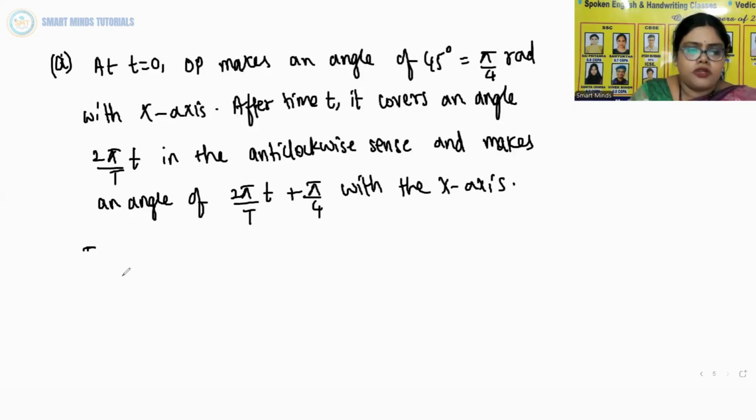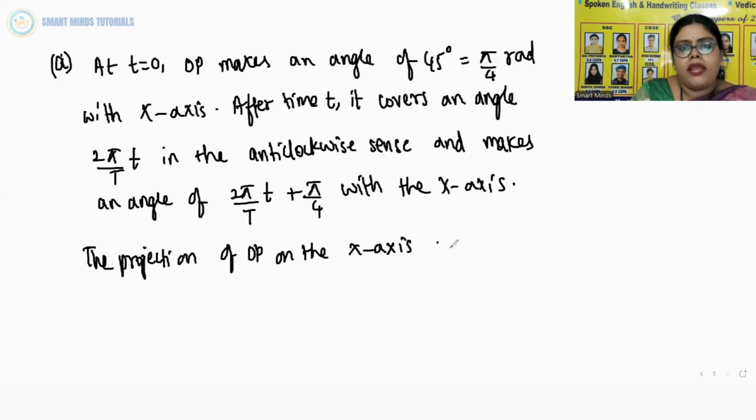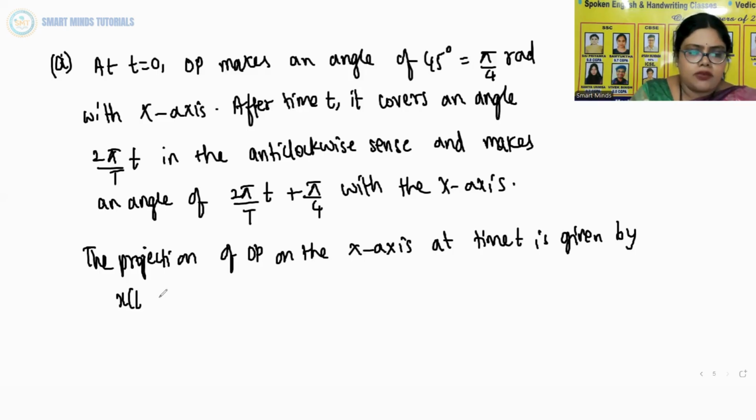Now the projection of OP on the x-axis at time t is given by x of t is equal to A cos 2 pi by T into t plus pi by 4.